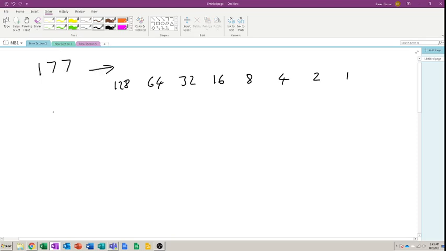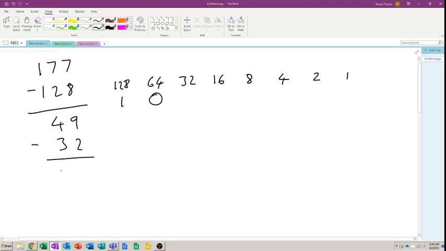So starting from the top end, I say, right, 177 take away 128 gives me the value 49, I believe. Yeah, 49. So I say, right, 1 goes in the 128 column. Brill. I then move on to the 64, and I say, does 64 fit into 49? And I say, no it doesn't, so I can't use that column at all to make up my number. I then move on to 32, and of course 32 does fit into 49, which gives me 17 when I take it away. So I write the number 1 in the 32's column to say it does fit into 49.